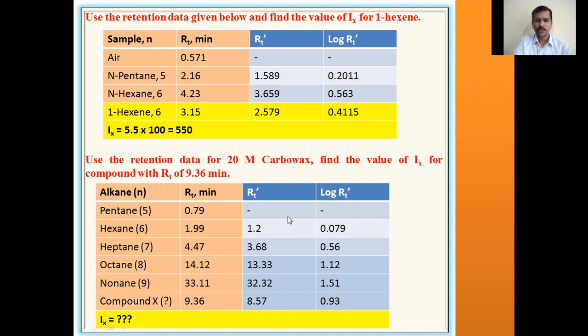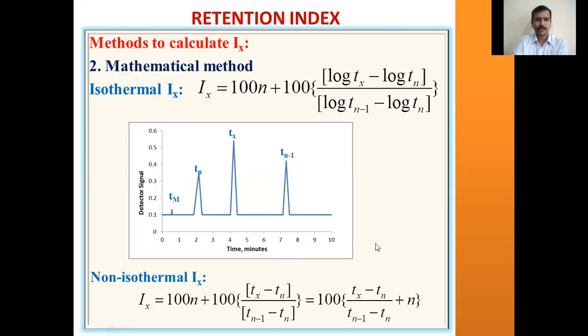You try this as an exercise, I have presented this. So this is how retention index can be calculated graphically. Even mathematically, the retention index can be calculated in two ways. Whenever the same temperature is followed to elute all those species, this expression will be used. Whenever different temperatures were followed to elute all these different species, this expression can be used.